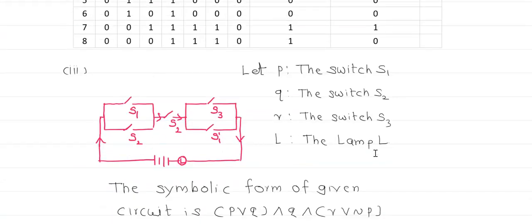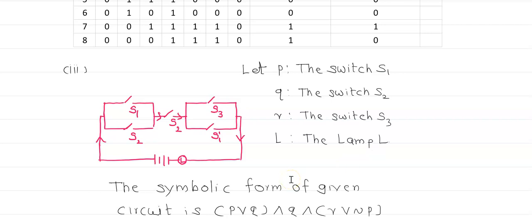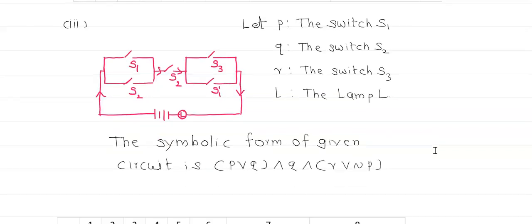Now the next is, in this case, the two switches S1 and S2. They are in parallel. Again S2 is in series, and next S3 and S1 dash are in parallel. Again we write here P the switch S1, Q the switch S2, R the switch S3, L the lamp. Now we'll write the symbolic form of the given circuit.